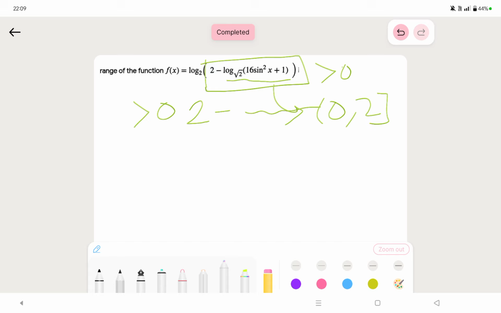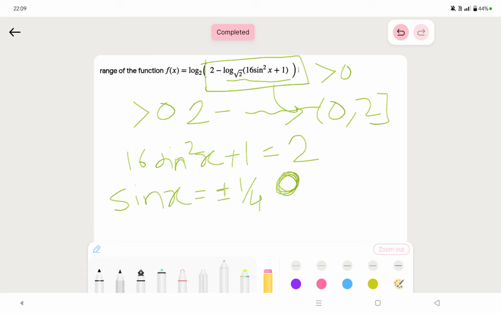Suppose the value of 16 sine square x plus 1 is equal to 2. That means sine x would be somewhere between 1 and 1 by 16, so plus minus 1 by 4 for such values. So we are just taking an example. For that case, this thing will hold a value of 0, but for the function this value will exceed 2. So considering the domain, we are not going to those values in which this would exceed 2.